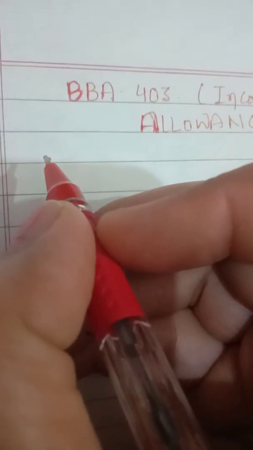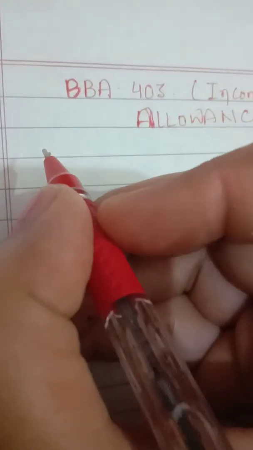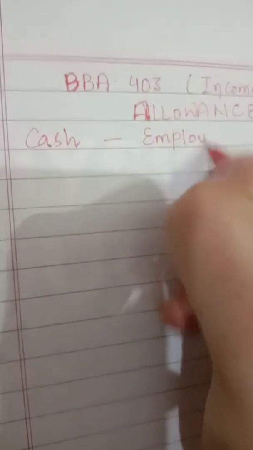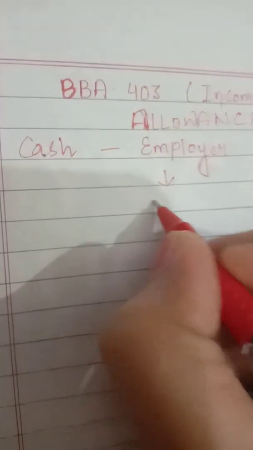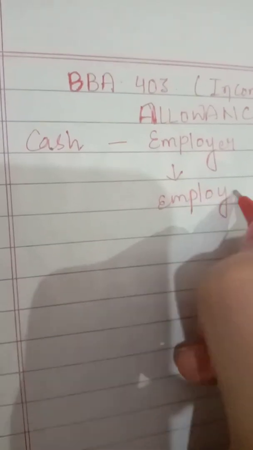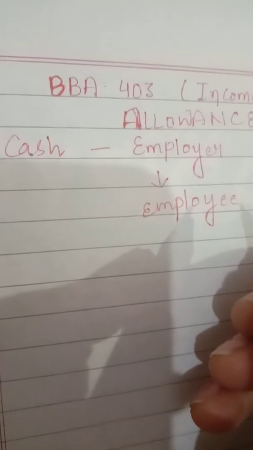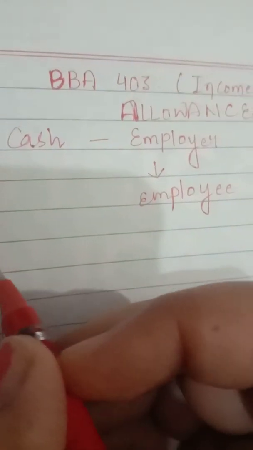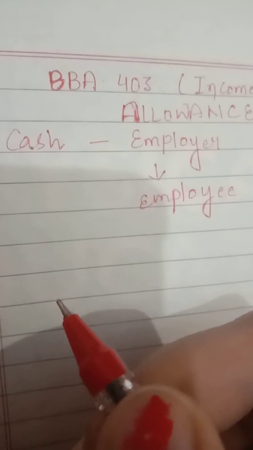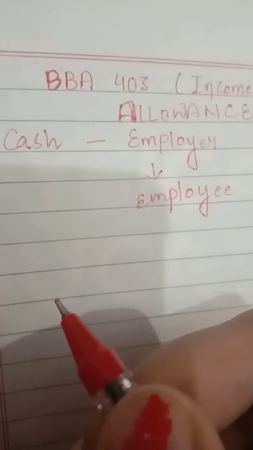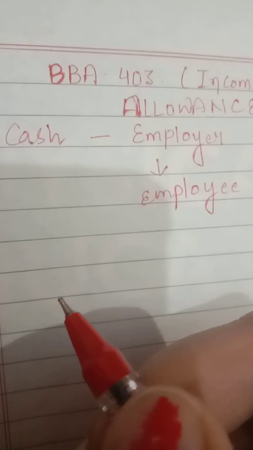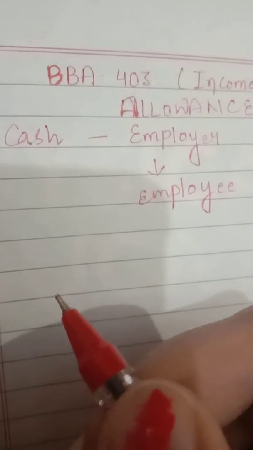As I have told you earlier, the meaning of allowance, that is payment made in cash by the employer to employee, monthly, other than his salary. It is a fixed sum of money paid regularly in addition to salary for the purpose of meeting some particular requirement connected with the services rendered by an employee.